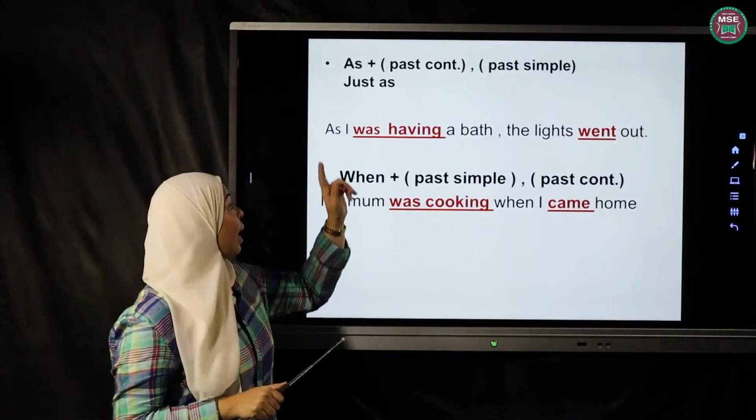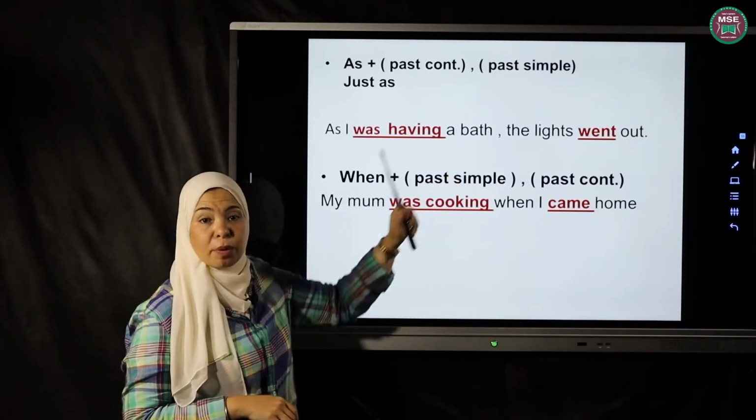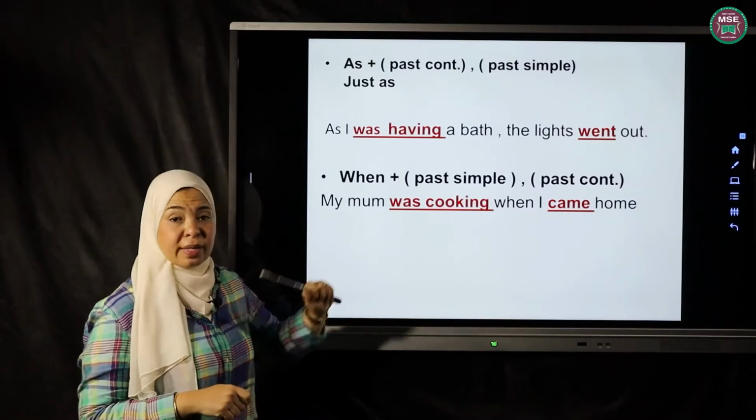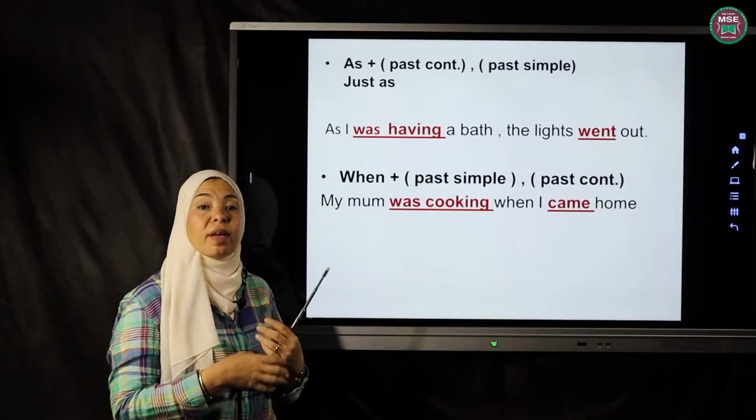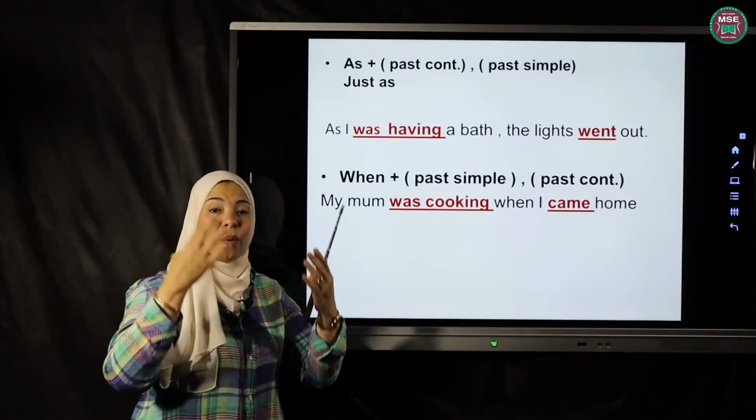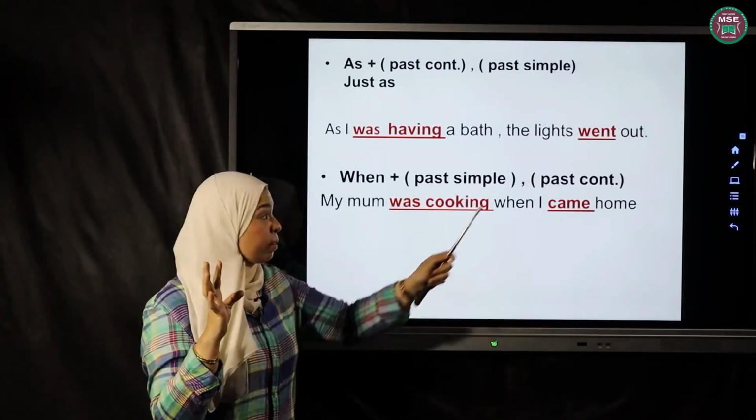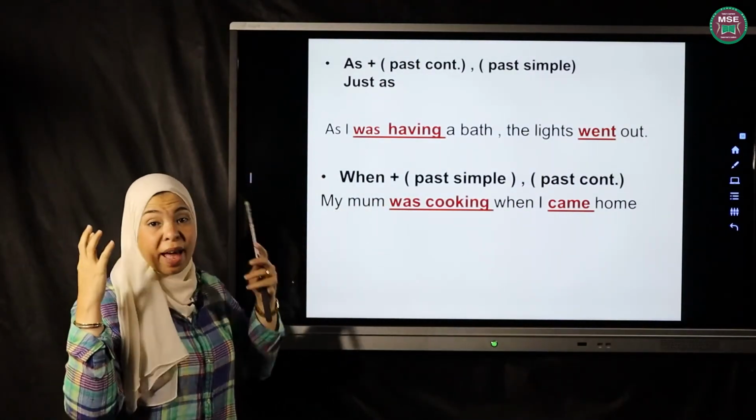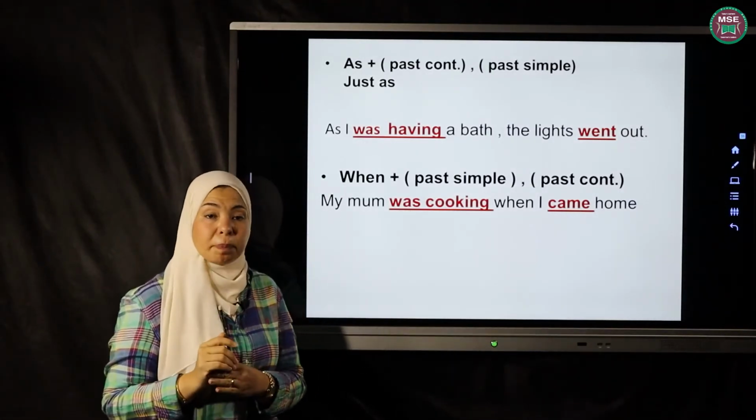This is for as. As also should be followed by the past continuous and the other verb should be in the past simple form. As I was having a bath, having means taking here because it's a stative verb. It differs from have. When I have something, it means that I own it. I have, but here I'm having or I was having. It means that I'm taking or I was taking. So I was having a bath, the lights went out. Okay, this is a short action that interrupted me, of course, because I was having a bath. Then suddenly the light went. This means that this short action interrupted me.